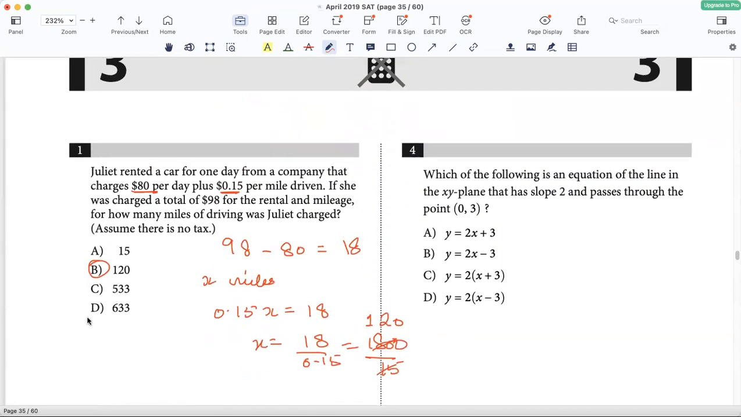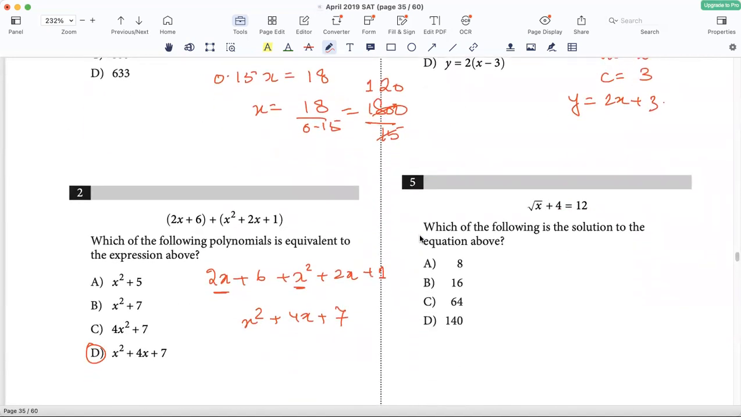Which of the following is an equation of the line in the xy plane that has a slope 2 and passes through the point 0, 3? So we can use y is equal to mx plus c, where m is the slope and c is the y-intercept. The slope is given as 2 and the y-intercept is going to be 3 because 0, 3 means that the line has a y-intercept of 3. So y would be 2x plus 3, which is option A.